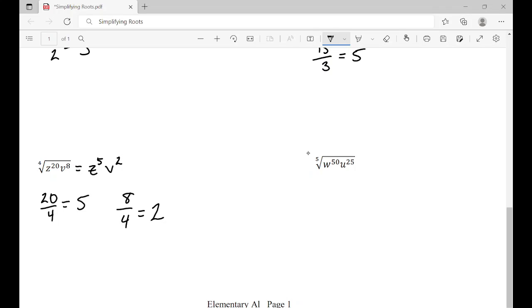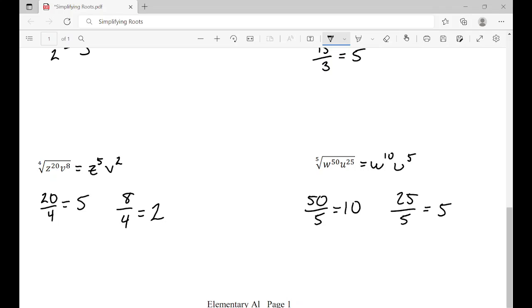Hey, we got a 5th root now. So no different. We're going to do the same process. 50 over 5, which is going to give you 10. So w to the 10th. And then we got 25 over 5, which is going to be 5. So u to the 5th.